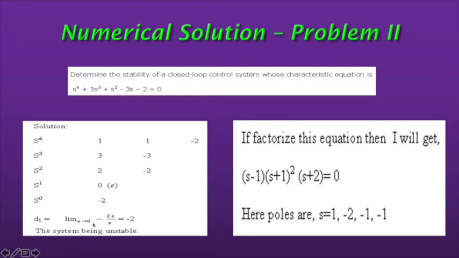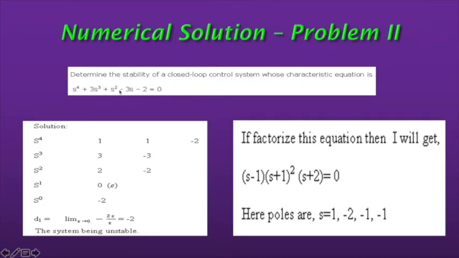Then find the value: epsilon into minus 2 minus 2 into 0, divided by epsilon. So this value is minus 2. So in this first column there is a sign change, plus 2 minus. That means only one pole is present on the right hand side of the S plane. Then the system is unstable.